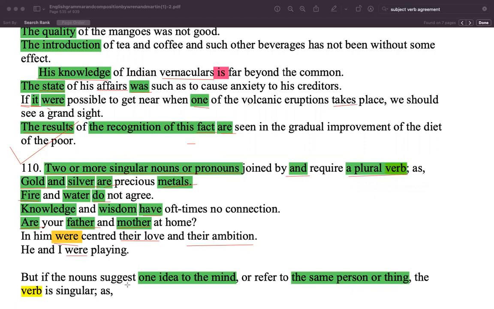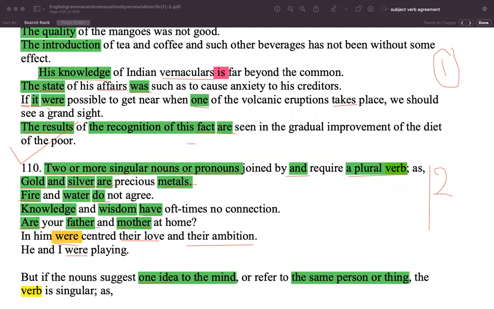This is again the second rule, which clearly states that if two nouns or pronouns are joined by "and", they require a plural verb, right? And for the first rule, we find the proper subject when we identify the subject of the sentence. We do not follow the error of proximity, but we follow the proper subject.